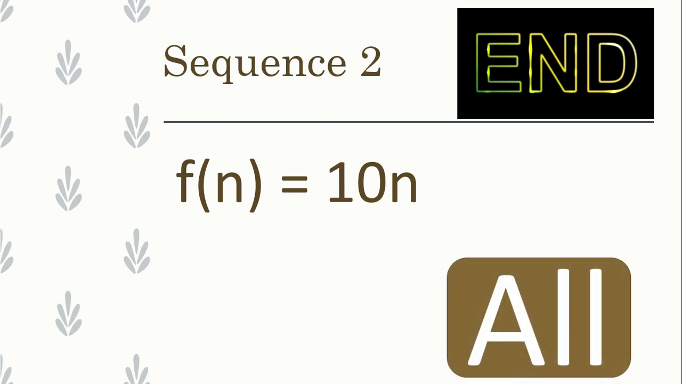all. What do you think makes the terms divisible by 5? Yes, because of the factor 10. Because 10 is divisible by 5, all of the terms generated by this rule will be divisible by 5. Is that clear? Let's proceed to sequence number 3.